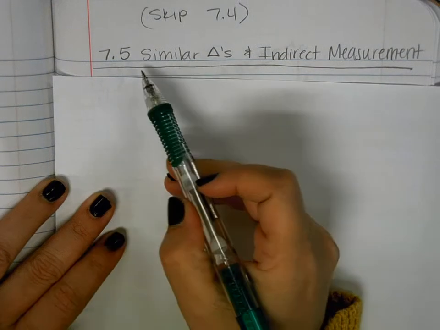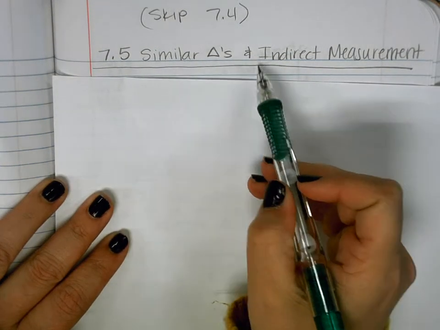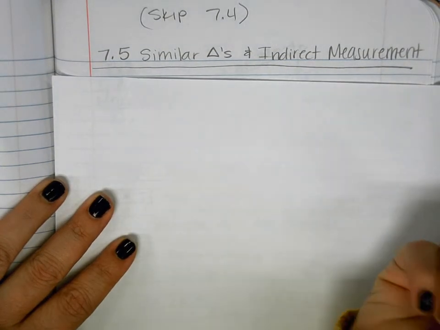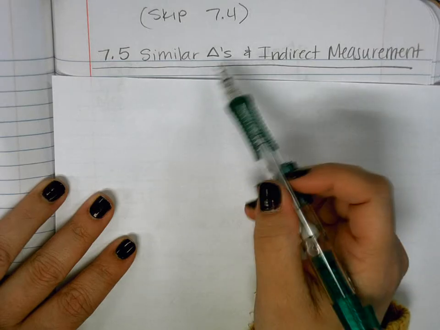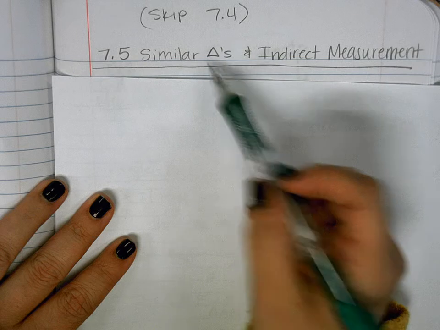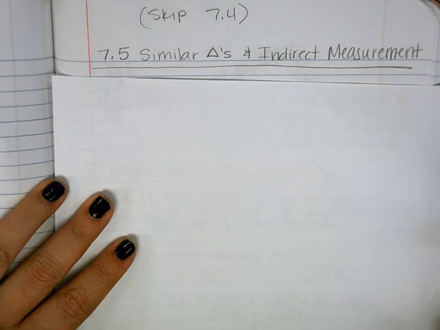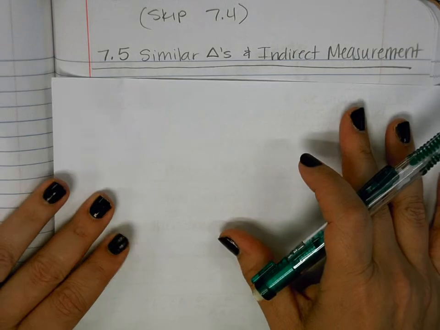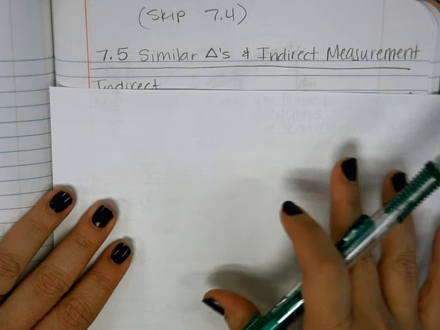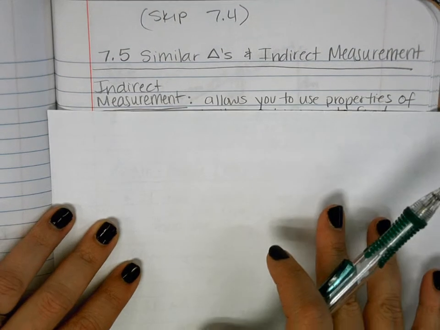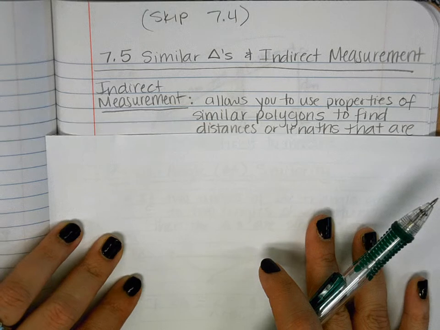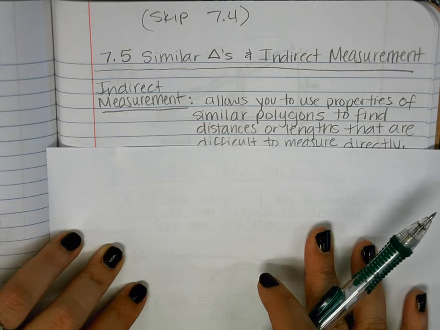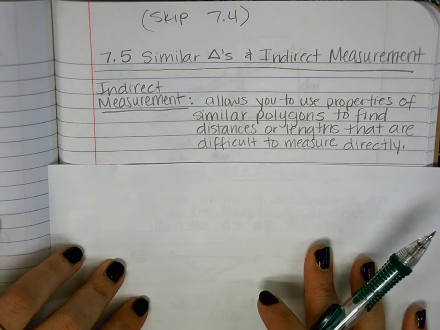Okay, so 7.5 is similar triangles and indirect measurement. Similar triangles, we talked about similar triangles having the same angle measures. And then indirect measurement, we haven't really talked about. But here's the definition of indirect measurement. It allows you to use properties of similar polygons to find distances or lengths that are difficult to measure directly.